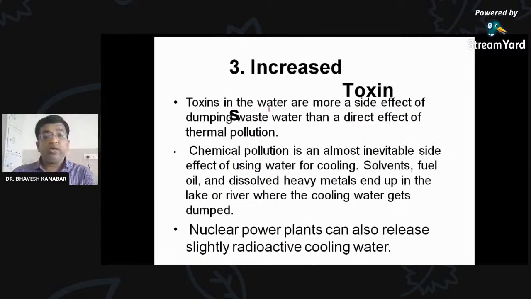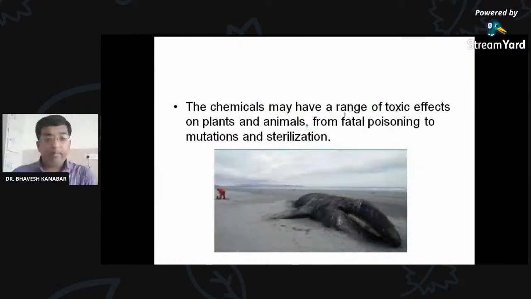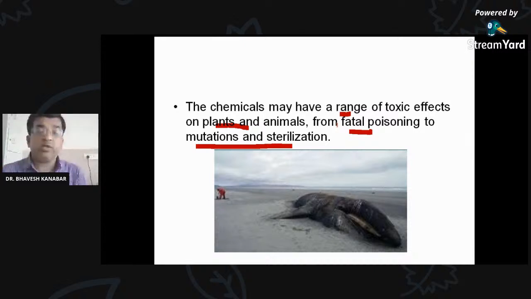Increased toxin, it can damage the water, a direct effect of thermal pollution. Chemical pollution is an almost inevitable side effect of using water as a coolant. We have already seen this. Chemicals may have a large range of toxic effects on plants and animals, from fatal poisoning to mutation and sterilization. In newspapers you may have frequently read, or on news channels you may have seen, that many aquatic animals, many fishes have died and are coming to the shore area of the sea in our Gujarat also, because of soil pollution, marine pollution as well as thermal pollution.